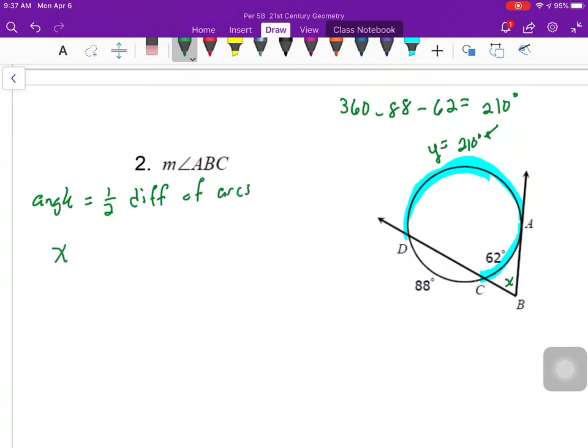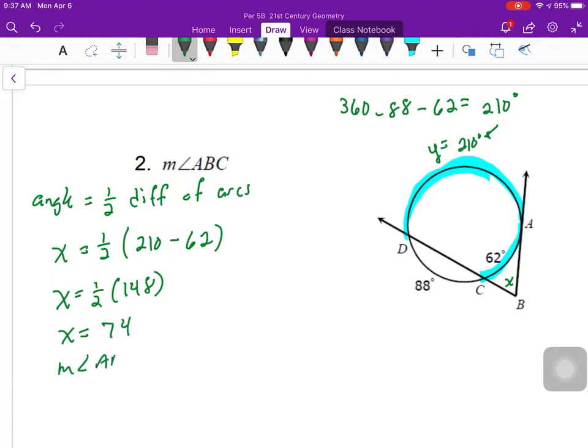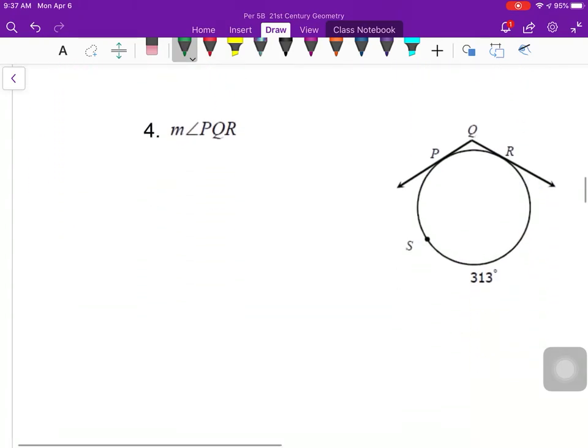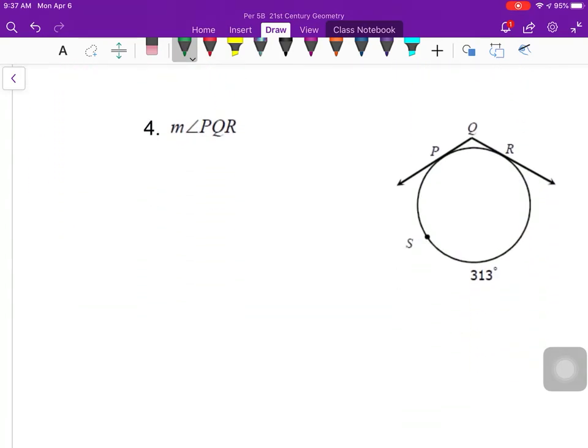And once again, the angle is equal to half the difference of the arcs. So the angle is X. The big arc was 210. The small arc was 62. So X would equal half of 210 minus 62, which is 148. X would equal 74. So the measure of angle ABC equals 74.